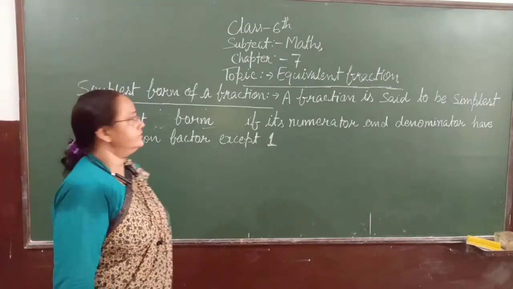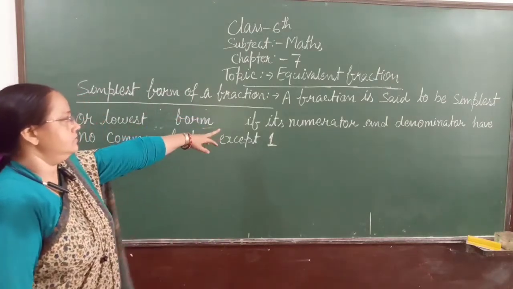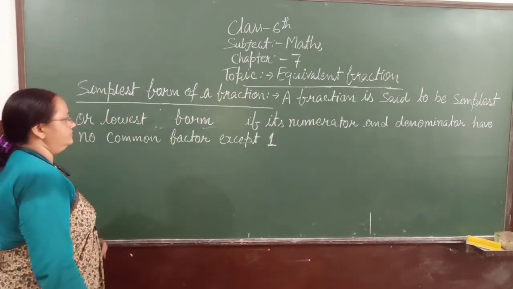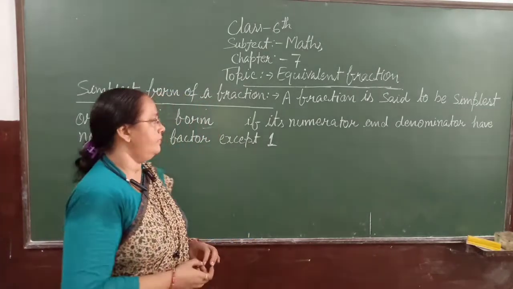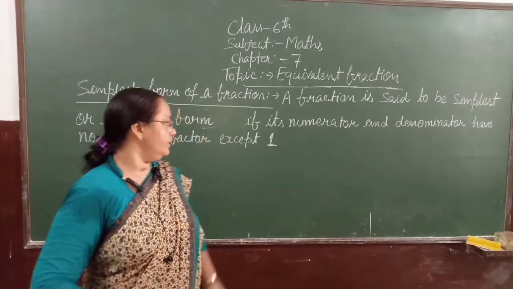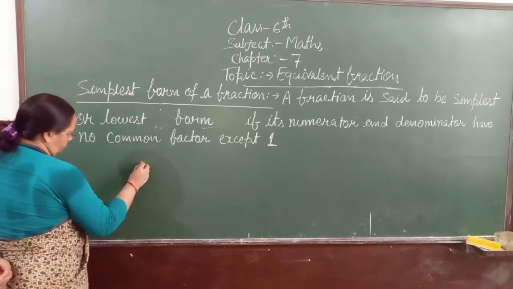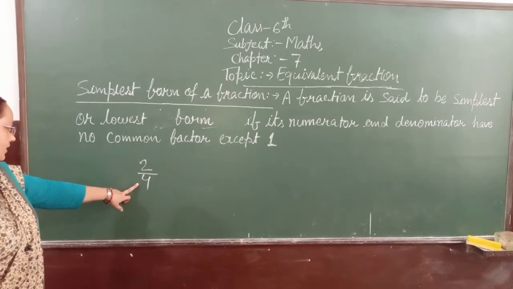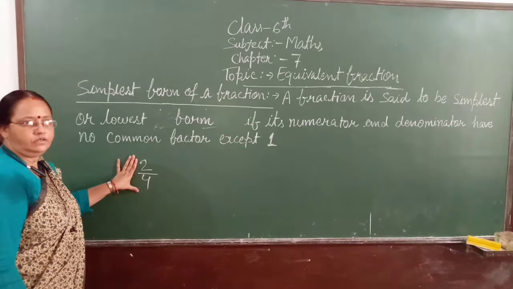Now students, simplest form of a fraction. A fraction is said to be in simplest form if its numerator and denominator have no common factors except 1. Like 2 upon 4. Here a common factor is 2. This is not in the simplest form.